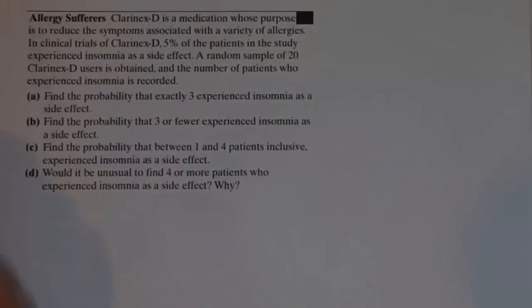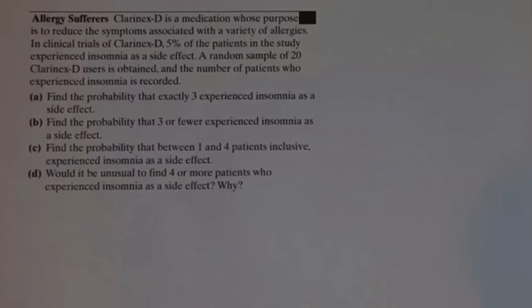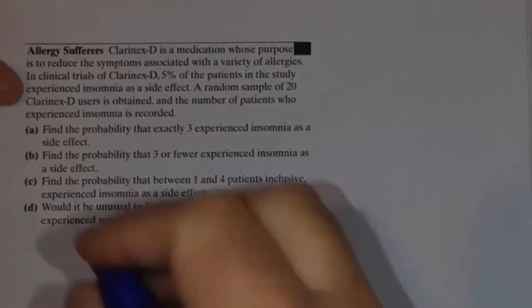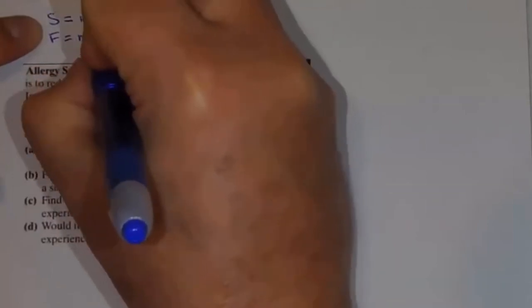So do you see that this is a binomial probability problem? If you take Clarinex-D, you're either going to have insomnia as a side effect or you're not. So we're going to call success, I'm going to write that up here just for reference. Success means you have insomnia as a side effect. Failure is going to mean that you do not have insomnia as a side effect.